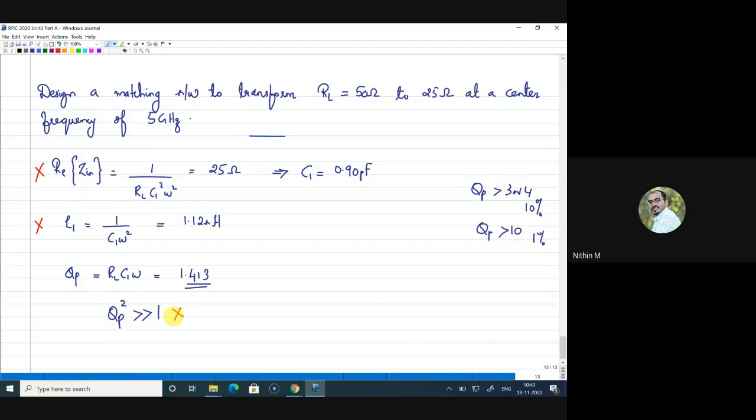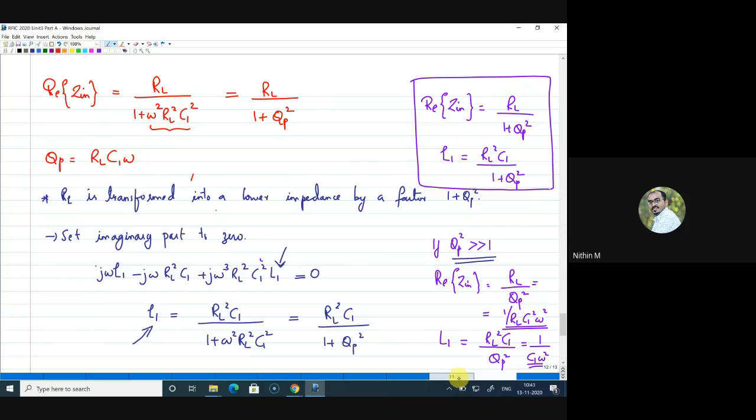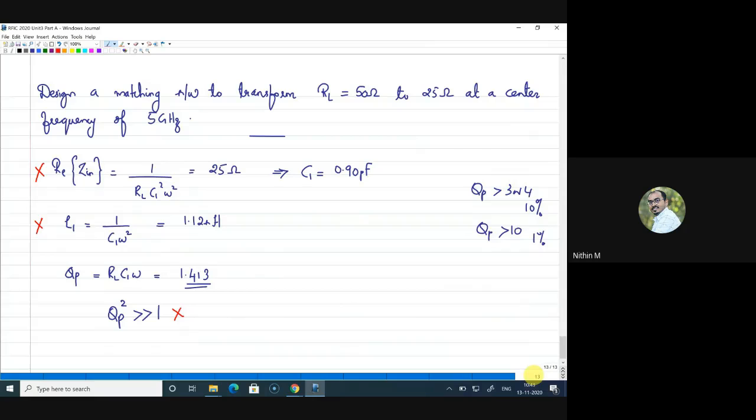One more way to check QP is directly from the transformation ratio, because we know that RP is equal to QP square into RS. So QP is the square root of RP by RS, approximately. RP is 50 and RS is 25, which is root of 2, so we are getting a close value, 1.414.